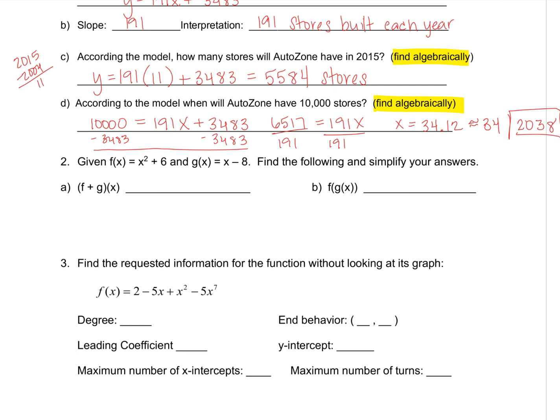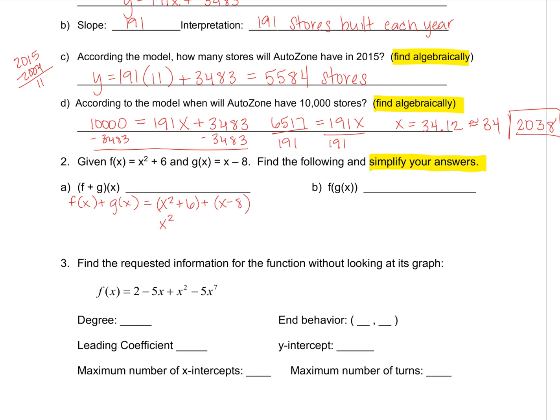All right, for number 2, we're not solving these. We are working them until we cannot anymore, and we are going to make sure that we have simplified answers. So if you remember, you're going to be taking f of x plus g of x for this first one. So I'm just going to go x squared plus 6 plus x minus 8. Well, that's easy.